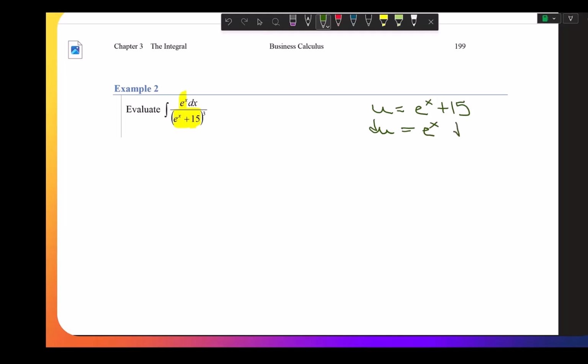The derivative of 15 is 0, and I'm going to put my dx here. So du is equal to e to the x dx. So there are 2 different ways to look at this. One way, this right here is the same as this right here, which equals du. I have e to the x dx is equal to du. And e to the x plus 15, we said, is equal to u, and that's to the 3rd power.